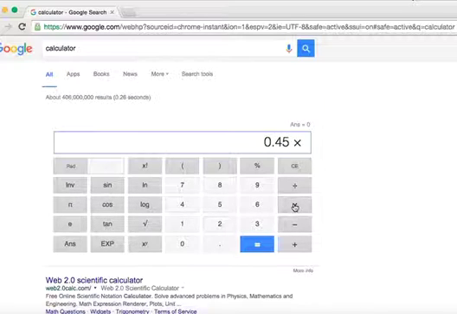On the calculator, 0.45 times 640 equals 288. That is your answer.